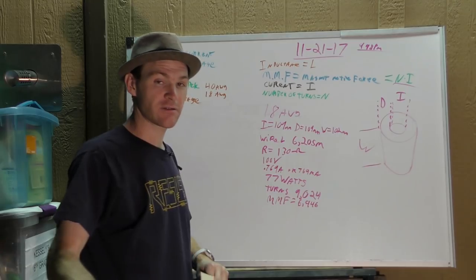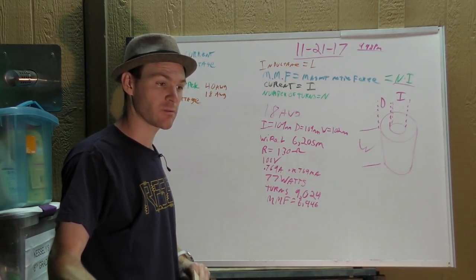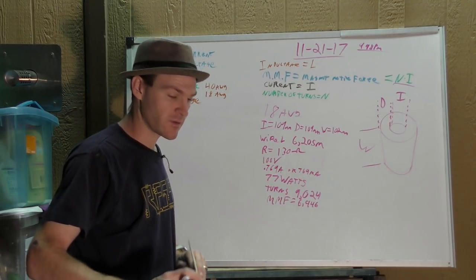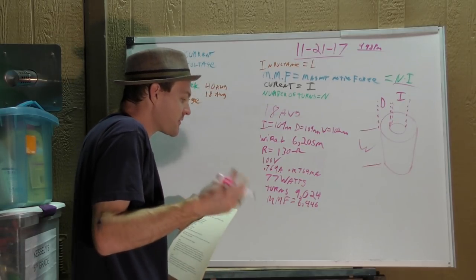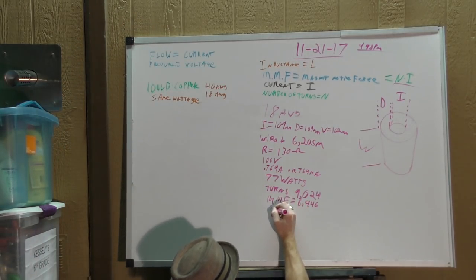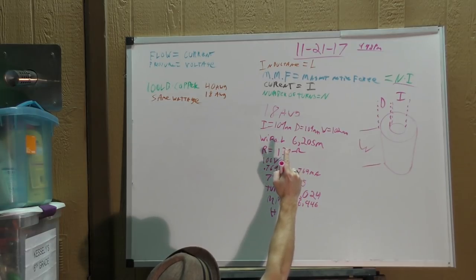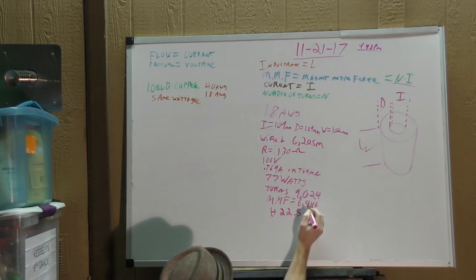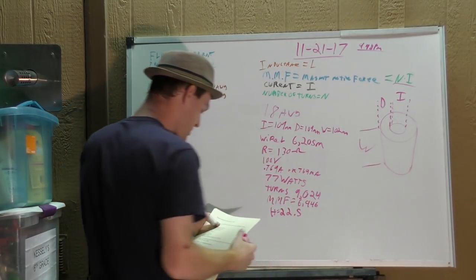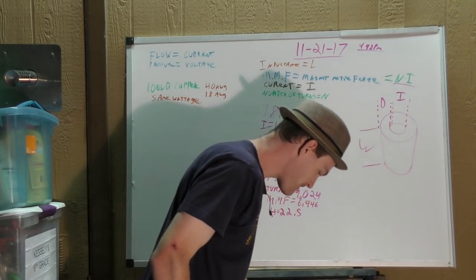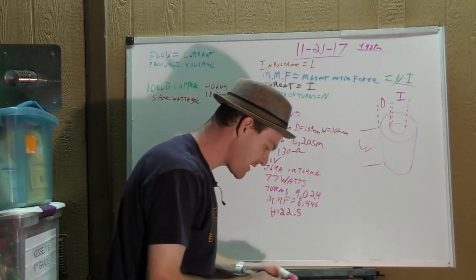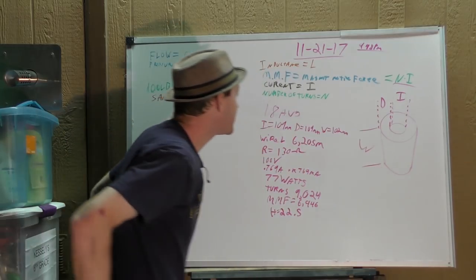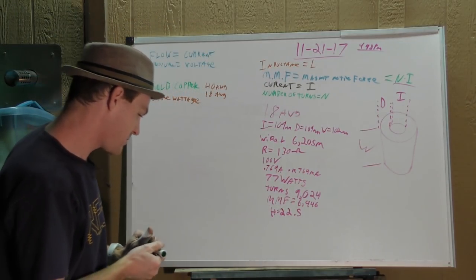Now, this is a rough calculation for the inductance. We had to do a rough calculation because these are getting to be big coils, and it's just a guesstimate. But it's close enough to give you an idea of what's going on. So the Henrys, which I took down earlier, is 22.5.